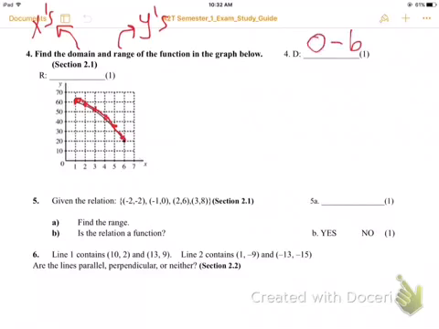Sometimes they write it in interval notation. They might write 0, 6. And because they're not open circles, you'd use brackets. They're closed. If they were open, you'd use parentheses. I am going to erase this, and we're going to do the same thing with the y values now.